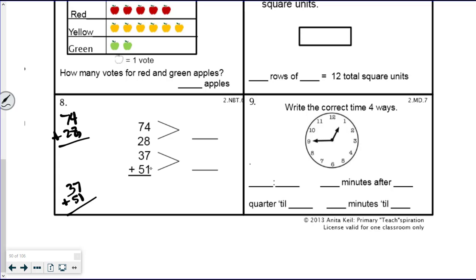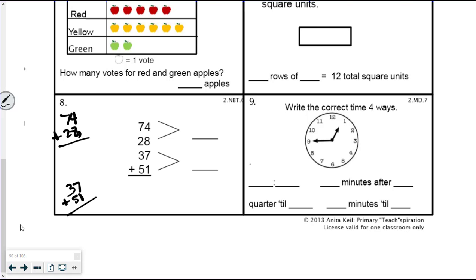Last one, number 9 is a time question. Write the correct time 4 ways. So here's your analog clock. Write the digital time, blank minutes after blank, quarter till blank, and then blank minutes till blank, what hour. Pause your video and do number 9.